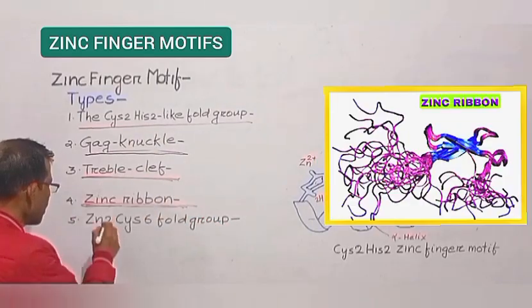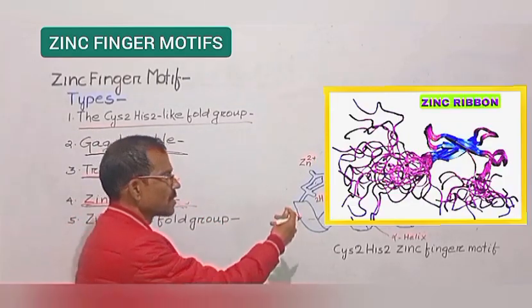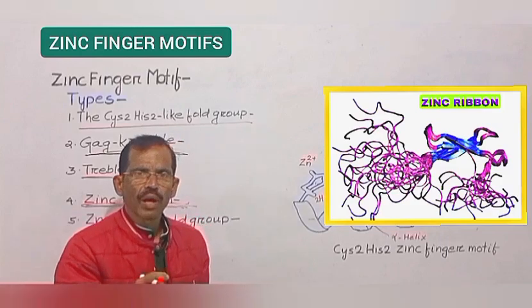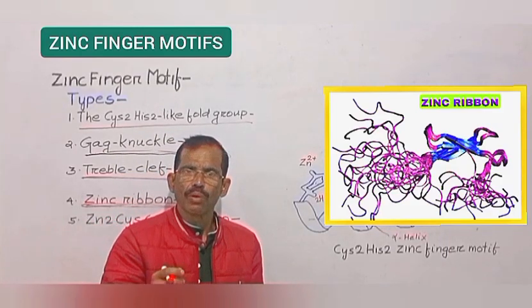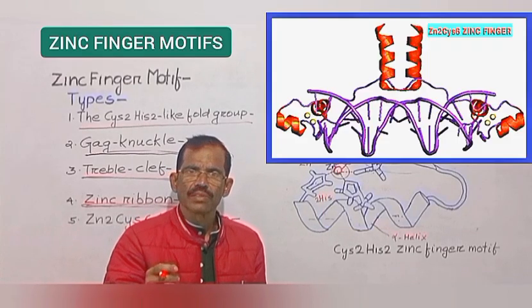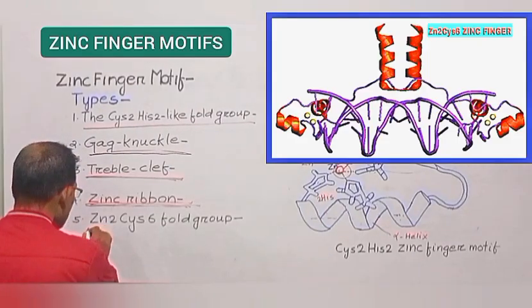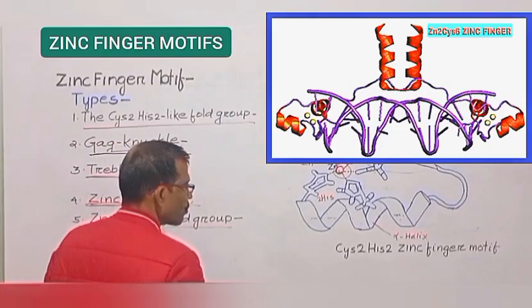Fourth one is zinc ribbon. Such type of fold group is defined by the presence of two beta hairpins which form two structurally similar zinc binding subsites. Last one is zinc 2 cysteine 6 fold group.